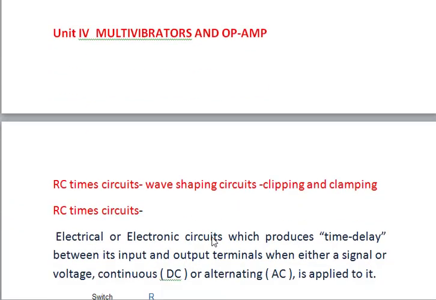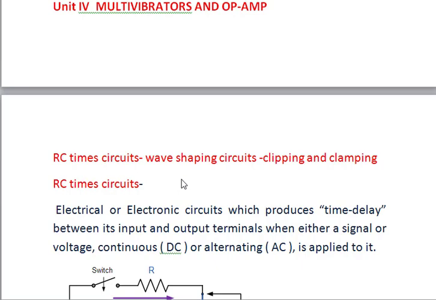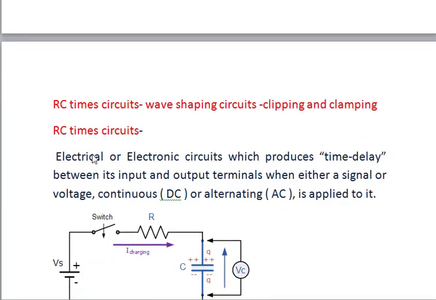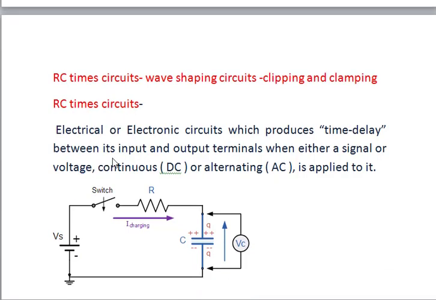In this unit, the first topic is RC timing circuits. What is R? R is the resistance. C is the capacitance. This circuit contains the resistance and capacitance. What is an RC timing circuit? It is an electrical and electronic circuit which produces time delay. The time delay is between the input and output terminals.